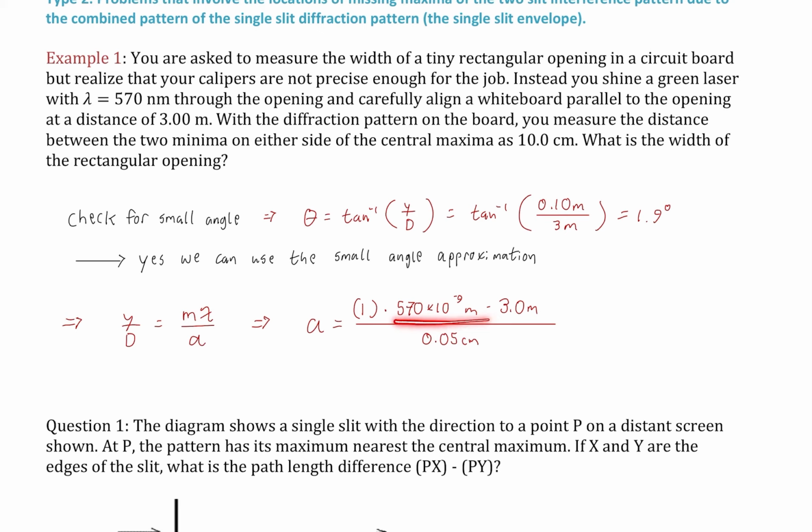All right, there's our wavelength, there's our distance to the screen, and there's the actual spacing. Notice that it's half, because I say that the distance between them on either side is 10. That means the distance from the midline to the first minima must be 5 centimeters.